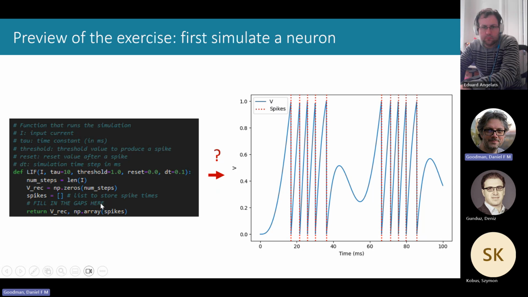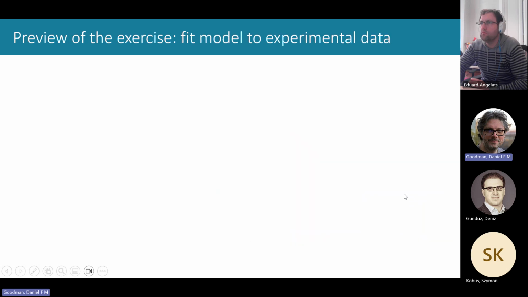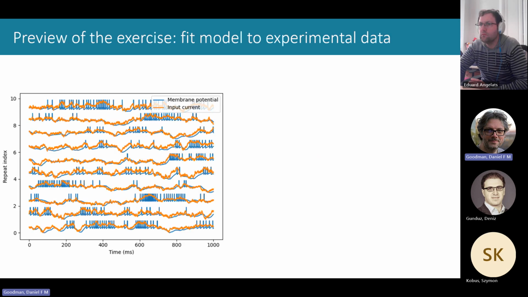And then there's a little test suite that will take your function and plot a figure based on a particular input. And if you get it right, it should look like this. And this is included in the notebook. So basically, your task is to fill in the gaps here so that it produces this figure. So this is just some particular input and when it should spike based on it. Having got that to work, then there's the competition of fitting the model to the experimental data.